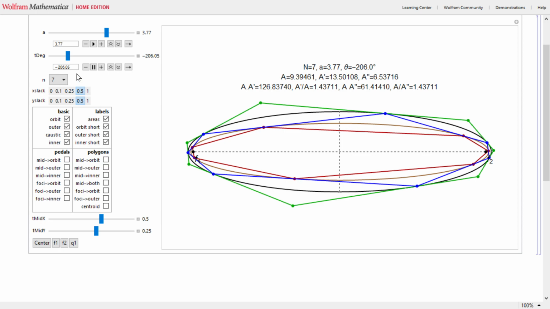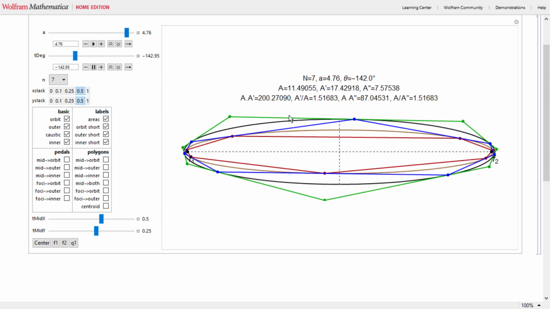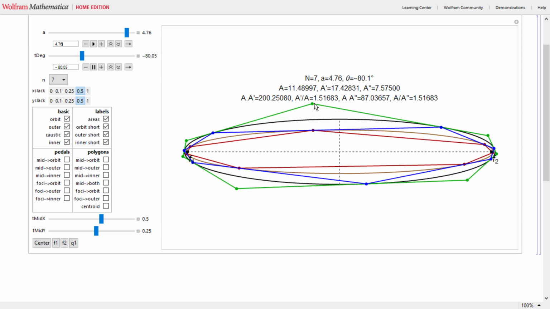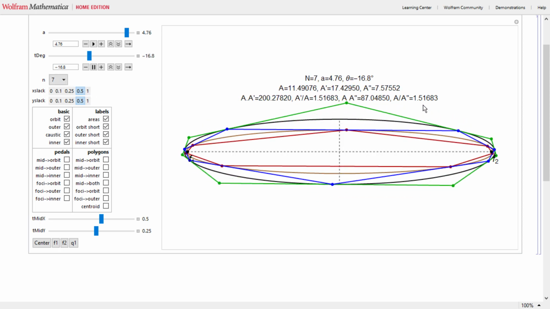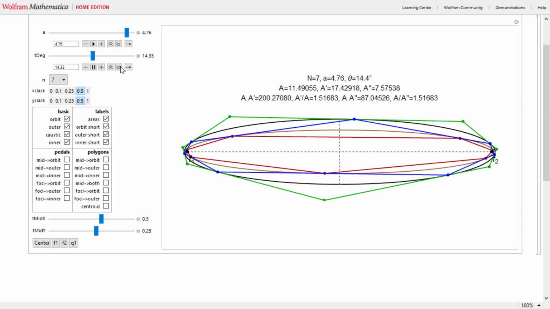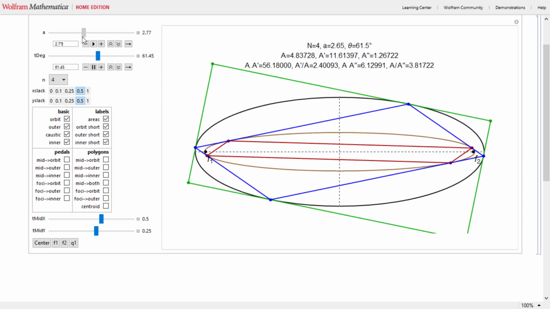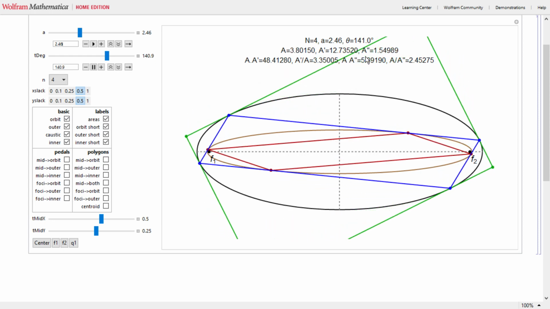But as we increase the eccentricity of the billiard, you can see here that though the three areas are still varying, n equals 7, that's an odd number, so ratios are preserved and equal. Products are not. If I go back, for example, to n equals 4, that's an even number. An even number preserves the products very well.